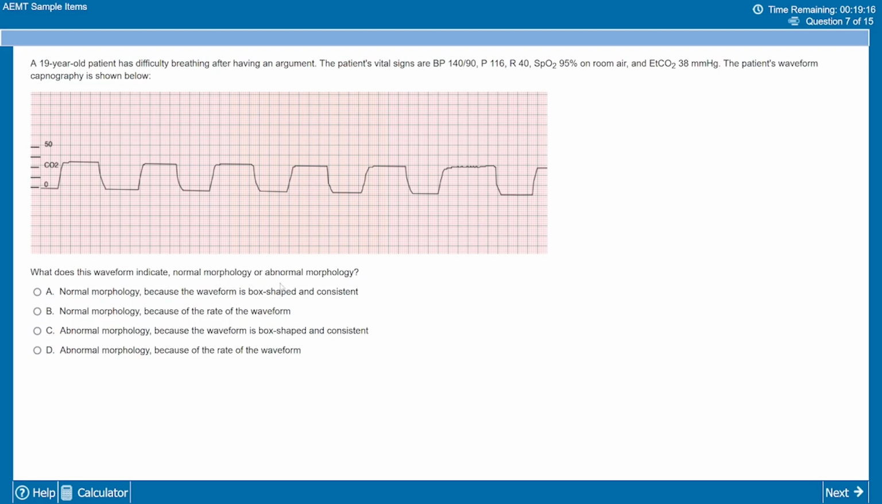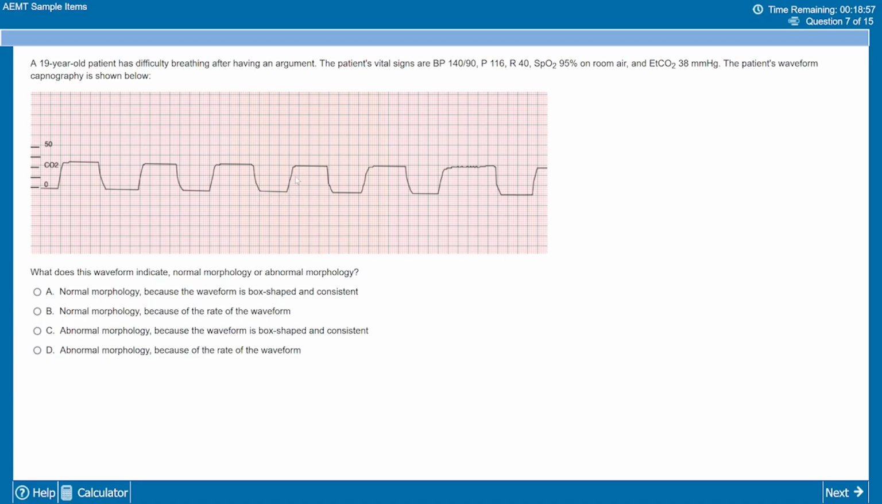Normal morphology or abnormal morphology? And morphology is just like how is it structured, right? So you need to just basically know this. This is a knowledge check. For ETCO2, you're looking for these box-like structures where they're inhaling and they're exhaling.